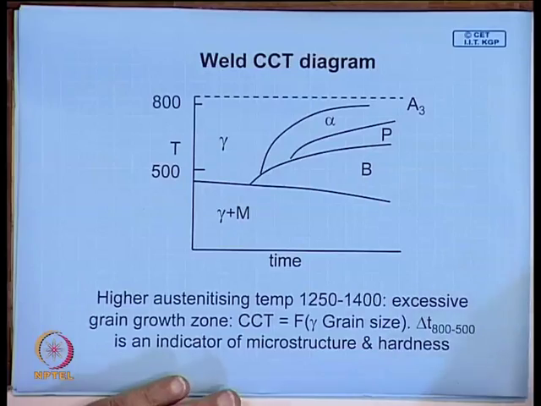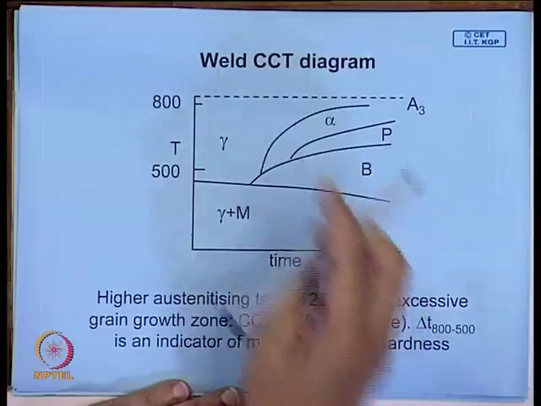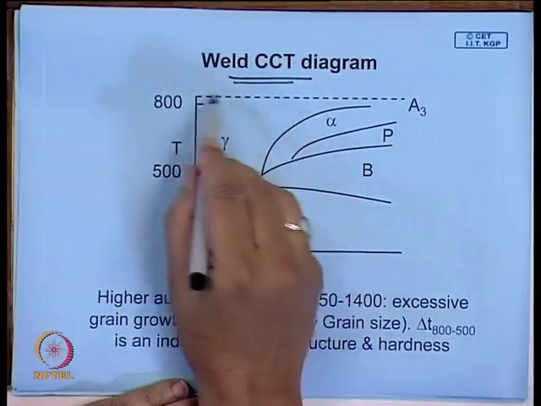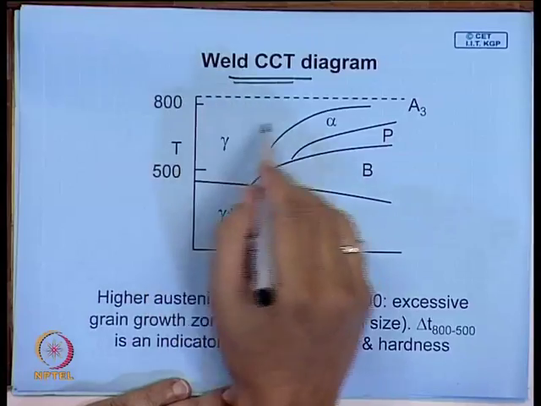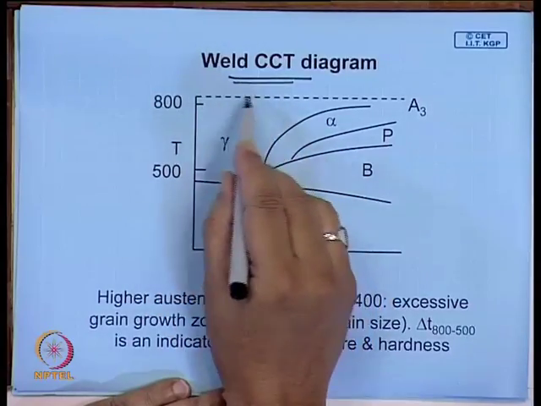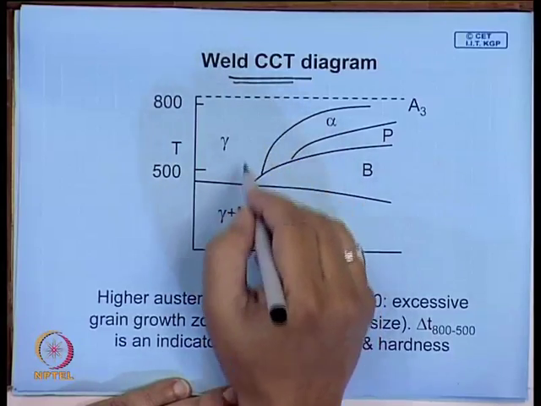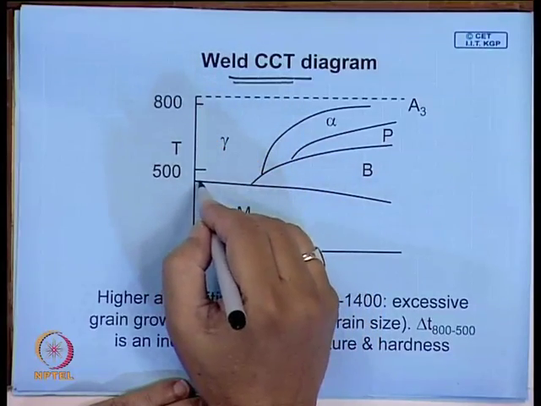but we need a different kind of diagram, and this diagram is known as the Weld CCT diagram, which is a little different from the normal CCT diagram one uses in heat treatment. And one example schematic diagram is shown over here, the Weld CCT diagram. But here, for most steels, the range in which the diffusion controlled transformation takes place is around 800 to 500.